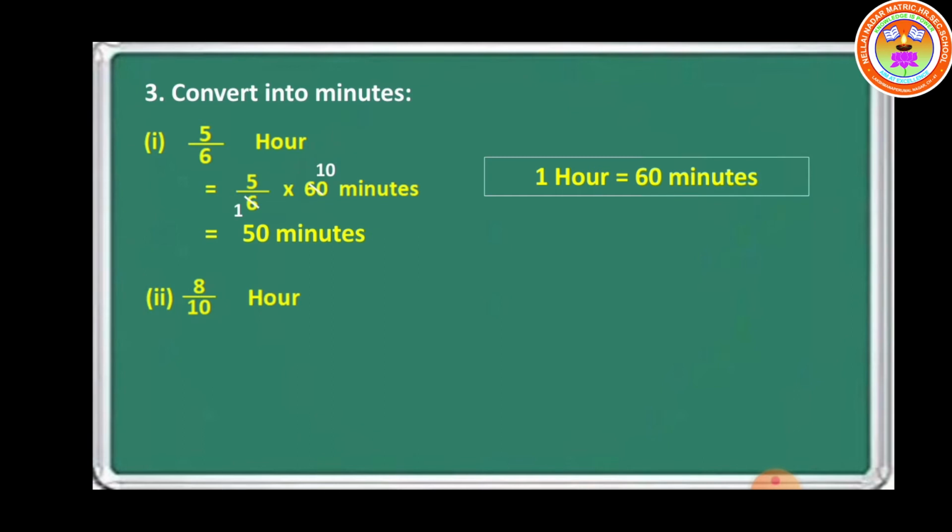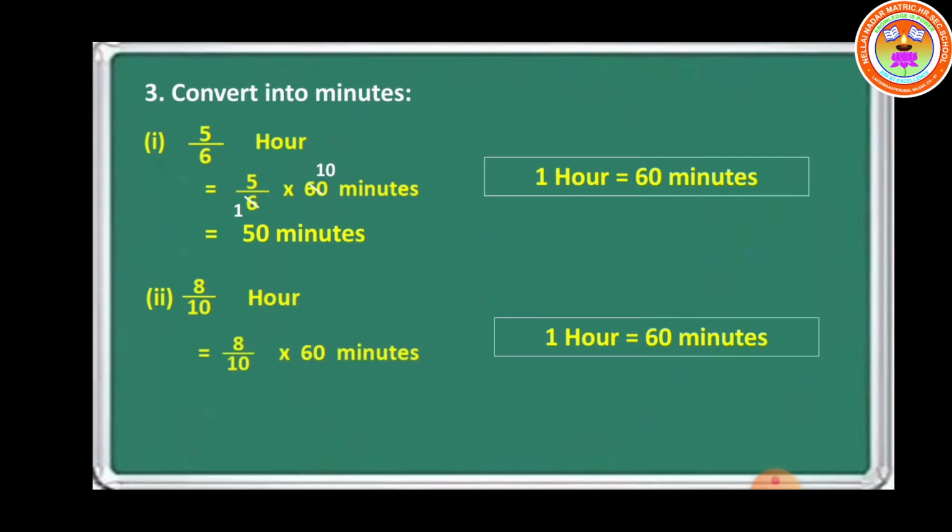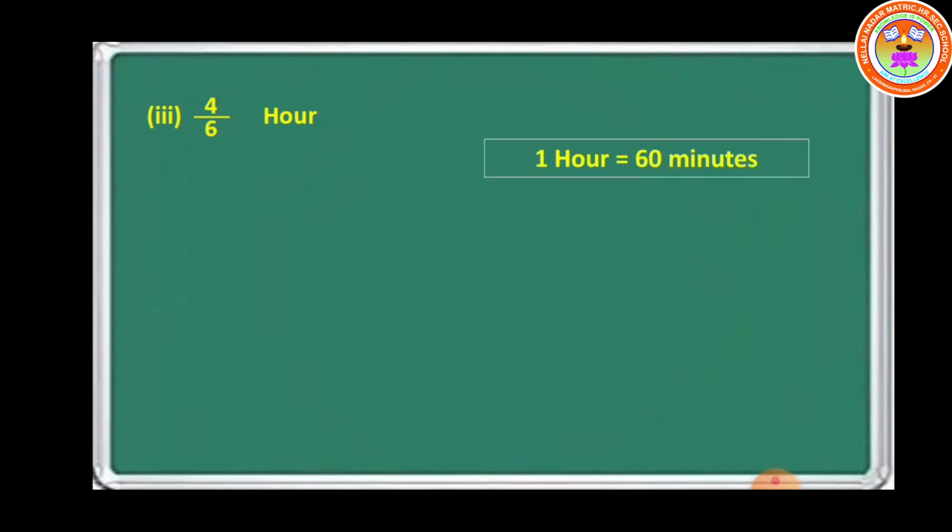Second subdivision, 8 by 10 hour. As we know 1 hour is equal to 60 minutes. 8 by 10 hour can be replaced as 8 by 10 into 60 minutes. 0 and 0 will be getting cancelled, remaining 8 6s are 48 minutes. Third subdivision, 4 by 6 hour. As we know 1 hour is equal to 60 minutes. 4 by 6 hour can be replaced as 4 by 6 into 60 minutes.